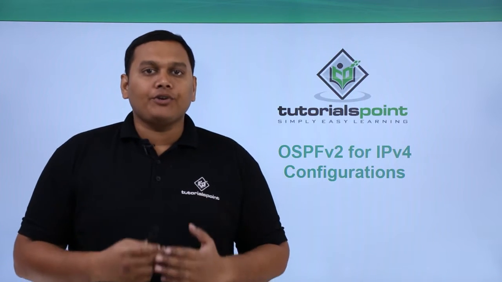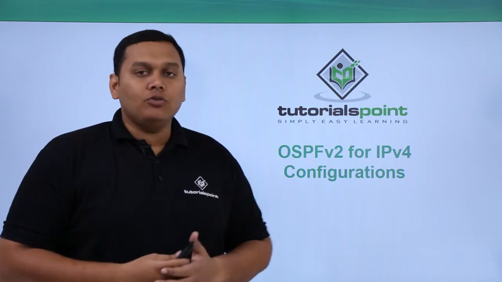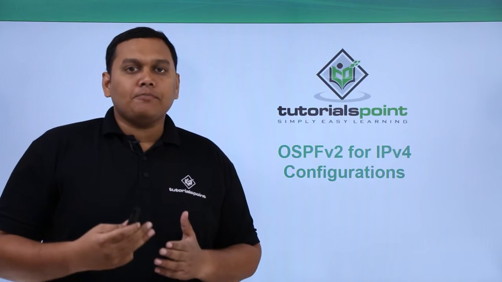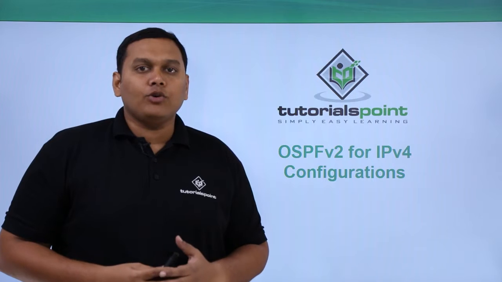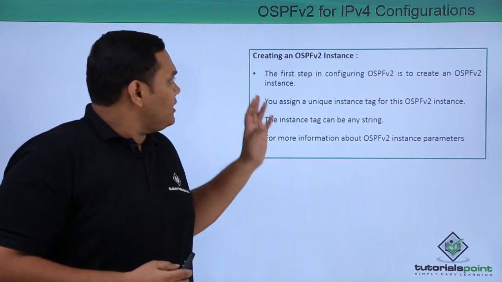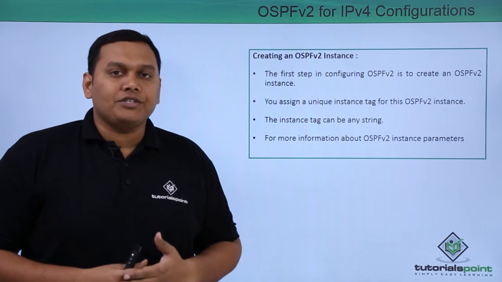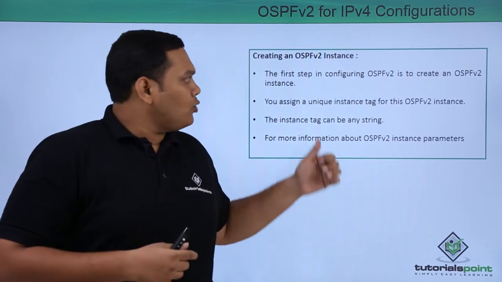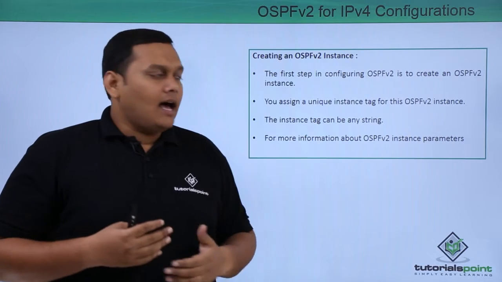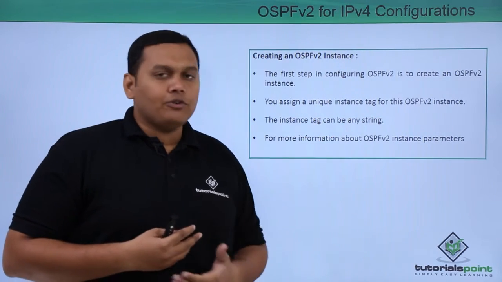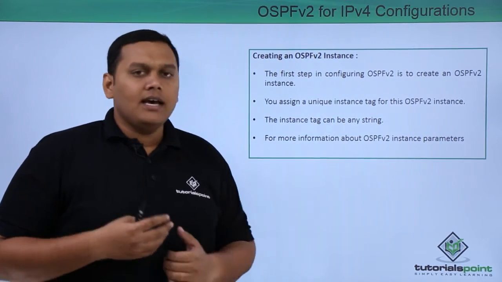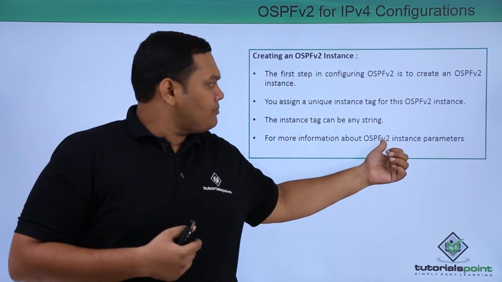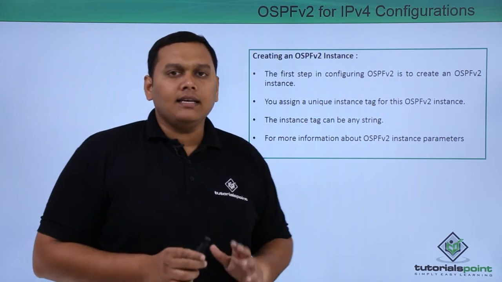In this video, we are going to discuss OSPFv2 for IPv4 configuration. So, you see what the first steps are to configure OSPFv2. Here, creating an OSPFv2 instance: the first step is to create an OSPFv2 instance and assign a unique instance tag for it. The instance tag might be a string, and more information about OSPFv2 instance parameters is seen in the next slide.